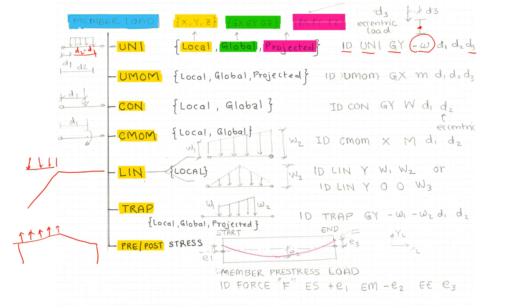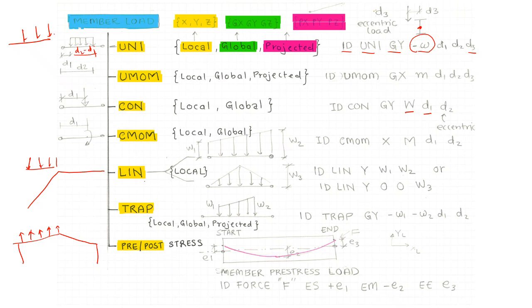So uniform load, uniform moment, concentrated load. Again, a concentrated load we can apply along local and global. Value, distance, and then D2 is eccentricity. Since it's a concentrated load, we don't have to give start and end, and you can give multiple lines. So on one beam, I can apply multiple concentrated loads. For each load, we will have one line. Concentrated moment, linear. Linear will apply for the full length.